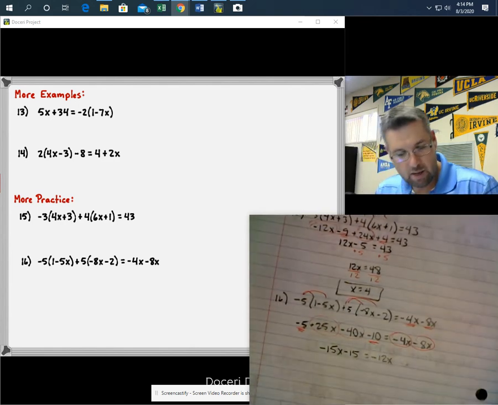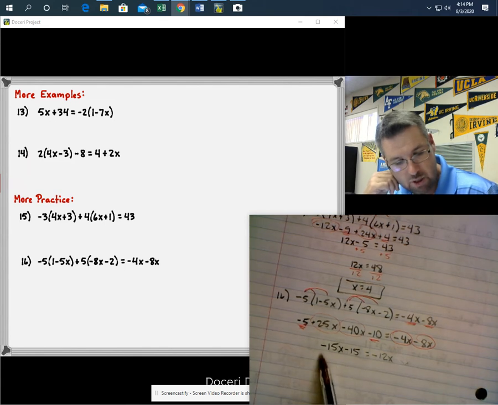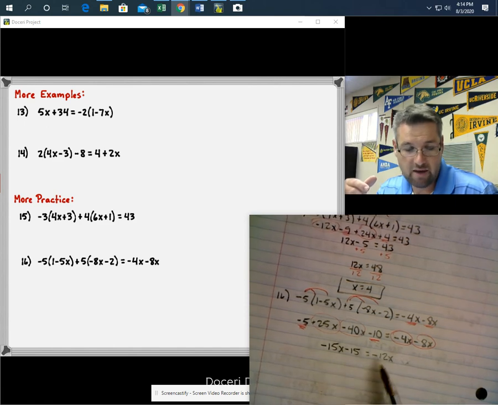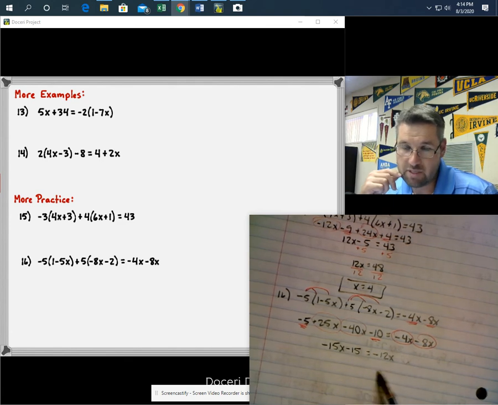Now, this one, maybe you did this according to the pattern that I've been giving you, but you can move the x's. You can have the x's on either side. You could have them on the left or the right. If I have them all on the left, I would add 12x to both sides, and I'd be left with 0 over here. Then I would have to move the 15, add 15 to both sides, and so on.